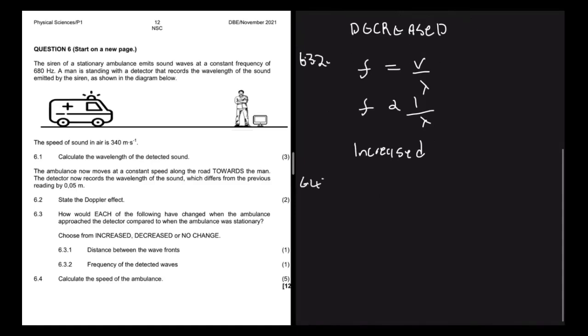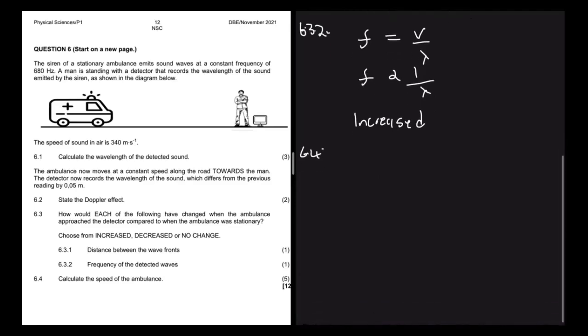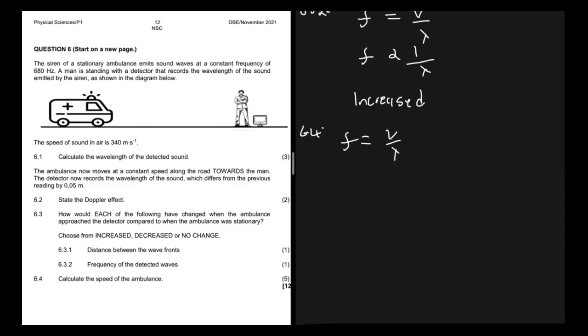And then 6.4 says calculate the speed of the ambulance, right? So in Doppler effect, there's really 2-3 formulas you can use. You can have the frequency equals the speed divided by the wavelength, and then another formula you can use is frequency of listener equals V plus or minus the velocity of the listener, divided by V plus or minus the velocity of the source, multiplied by the frequency emitted by the source, right?